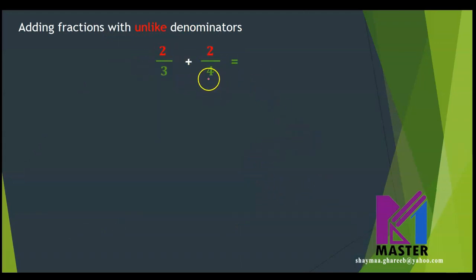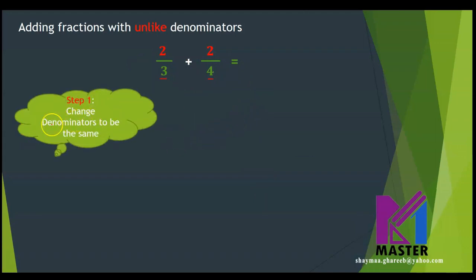I have two fractions with different denominators, as you can see, and we said step 1, we have to change the denominators to be the same by using equivalent fractions. So I need to think of a common multiple between the 3 and the 4. What is the common multiple between 3 and 4? It's better to use the least common multiple between the two numbers to avoid simplifying in our answer. So the least common multiple between 3 and 4 is number 12. So I will change both denominators into 12.